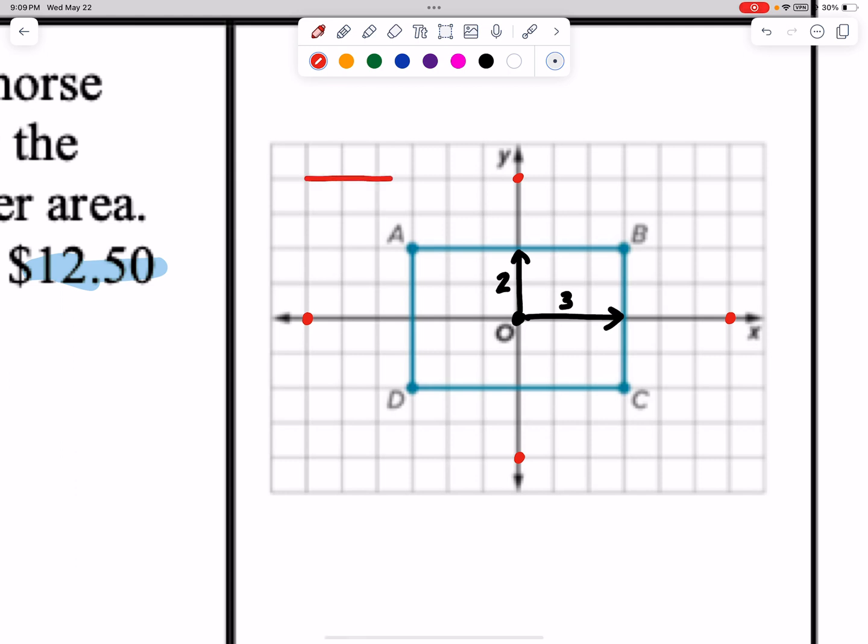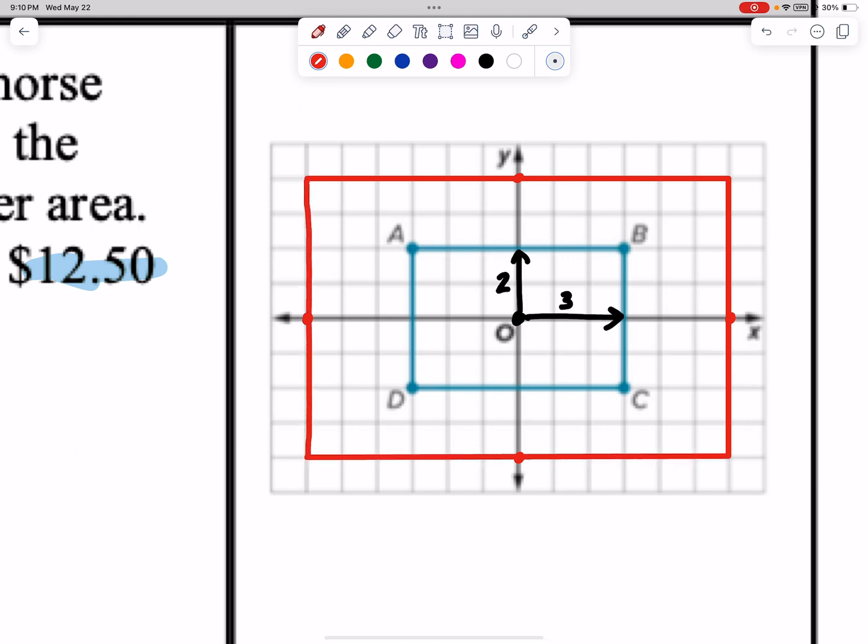We can connect and create the same distance going all the way around, lock all of this in, and I've dilated from the center. So that's one way to think about that dilation. I'm going to make my labels here. So we have A prime, B prime, C prime, and D prime.